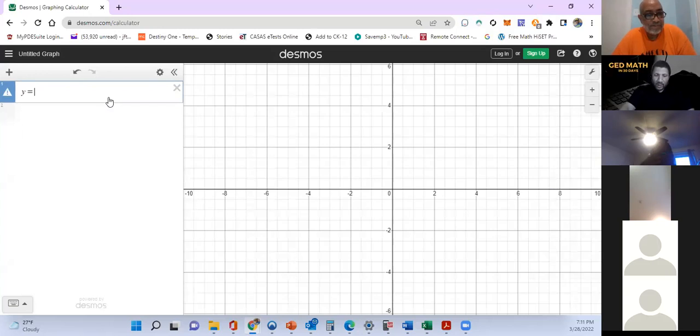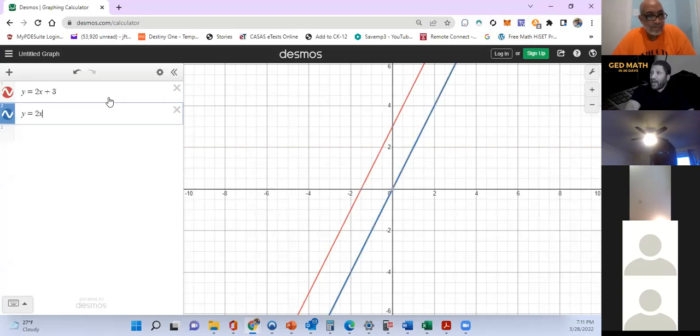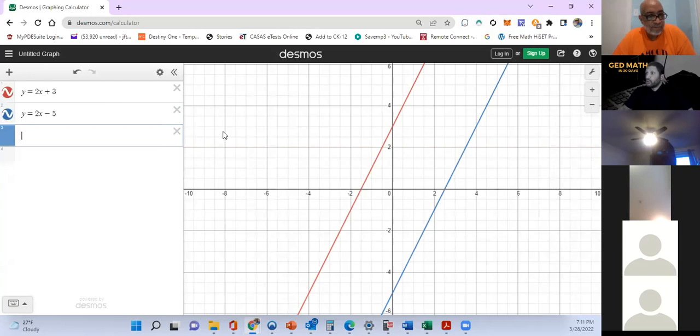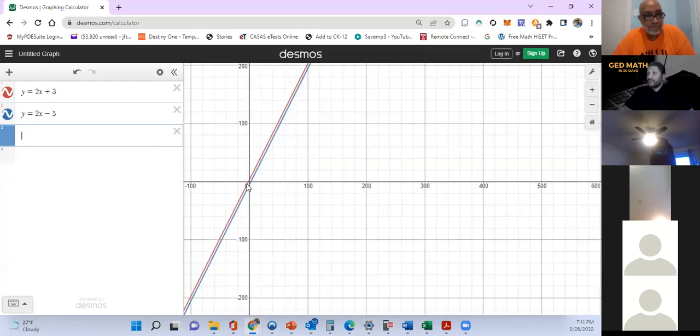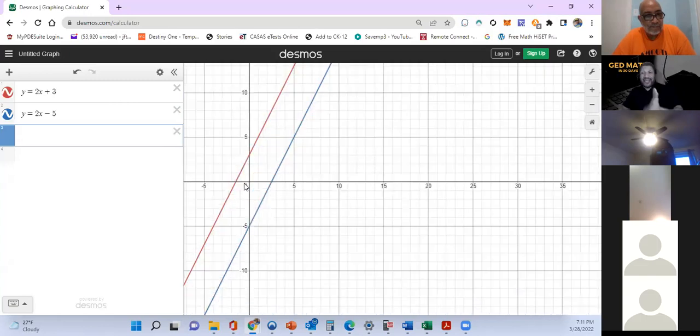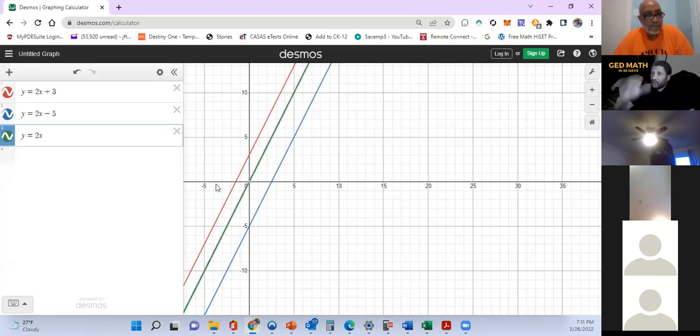Okay, so y equal 2x plus 3. I'm going to hit enter. Y equal 2x minus 5. Those 2 lines will never cross. They can go on forever and they will never cross. Why? Because they have the same slope. The y-intercept doesn't matter. They are parallel. Lines that have the same slope are parallel. Do you understand that? Yes.